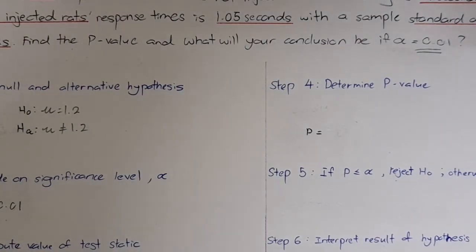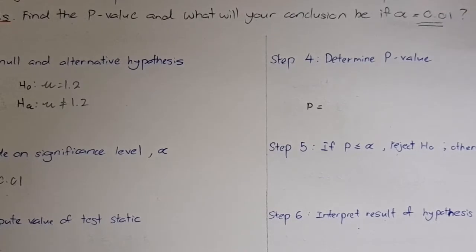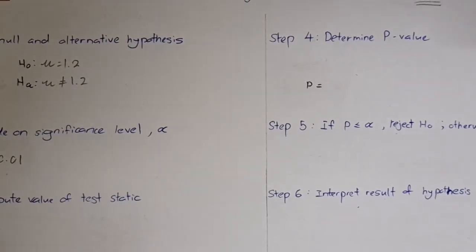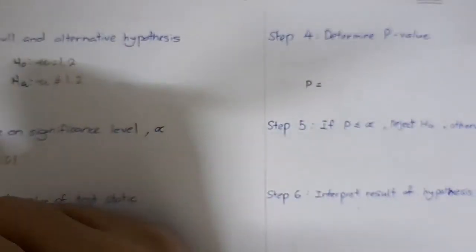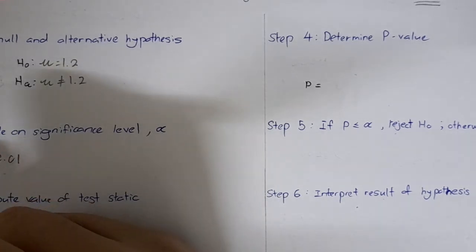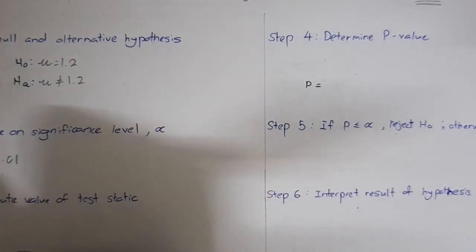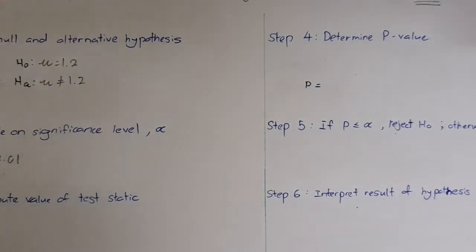We can use the equation z equals sample mean minus population mean divided by standard deviation over square root of n. Sample mean 1.05 minus population mean 1.2 divided by standard deviation 0.5 over square root of n, which is 100. We will get the answer minus 3.